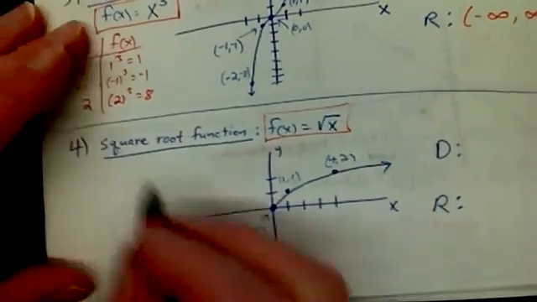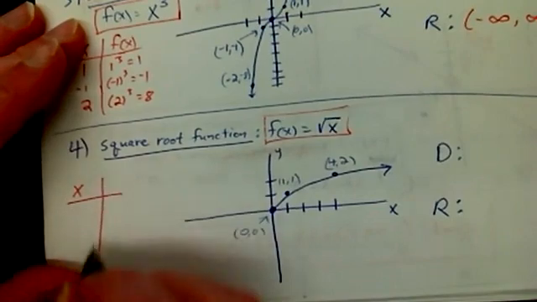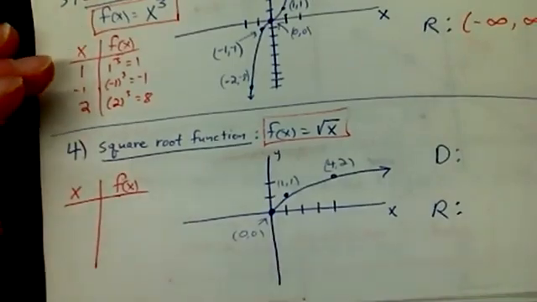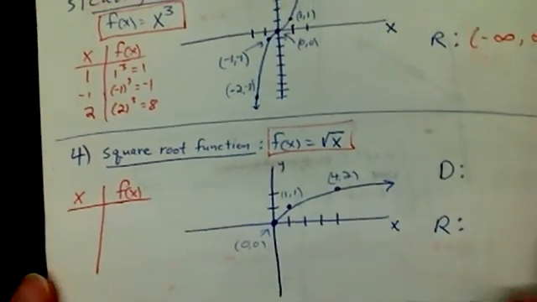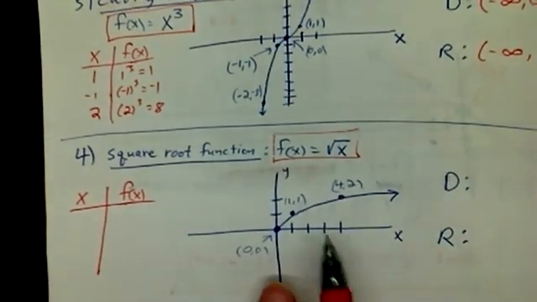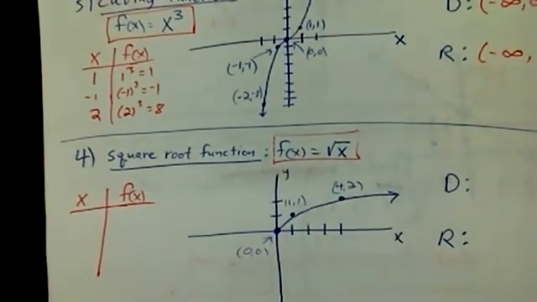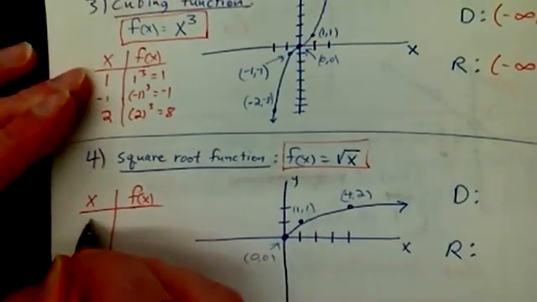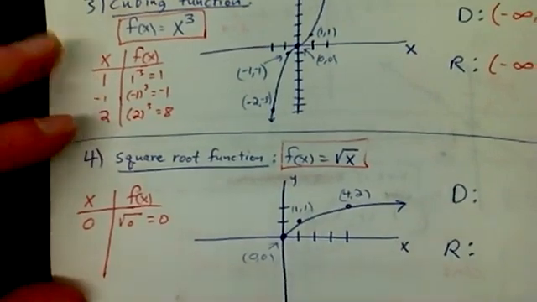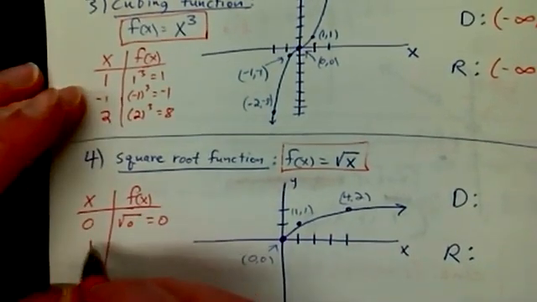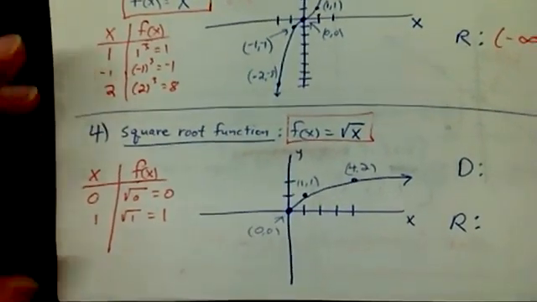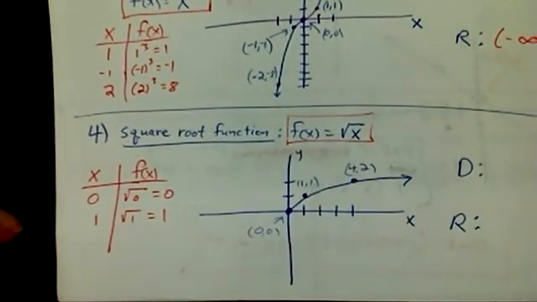For this one, okay, if I make a little table here, x and f of x, notice that I can't put in any negative values of x, okay? I mean, if I do, I'd get imaginary numbers, but imaginary numbers don't show up on real xy coordinate systems. So the smallest I can go for x is 0, because then we have the square root of 0 is 0. That's how I got this point right here. If I use 1, we have the square root of 1 is 1. There's the point (1, 1).